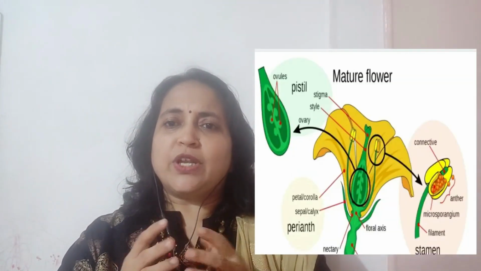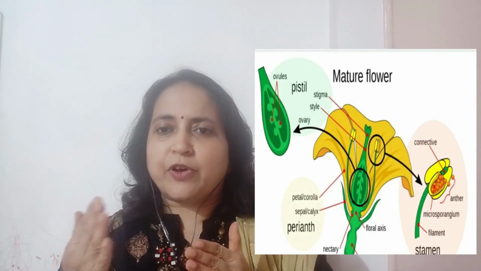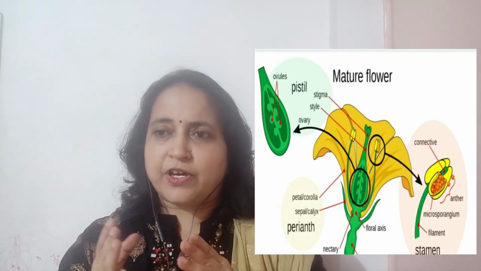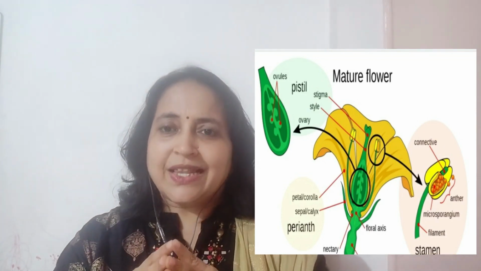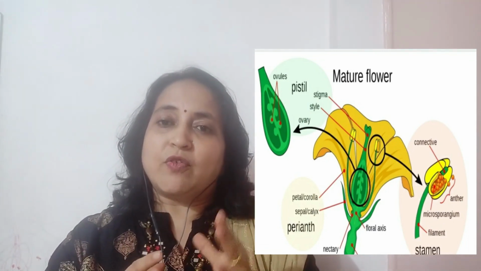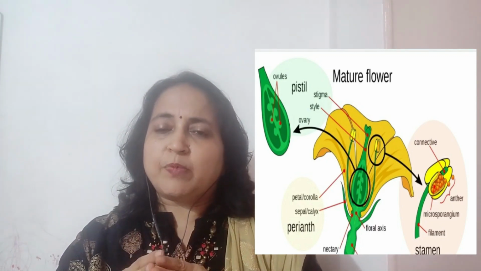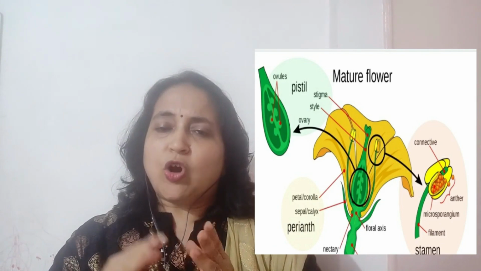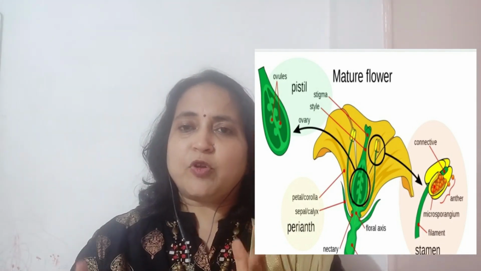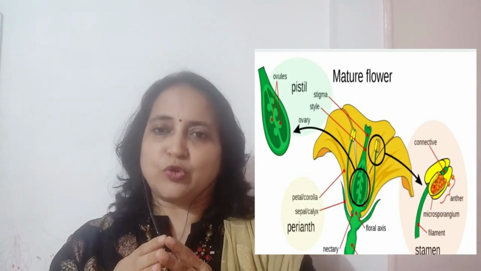Now, what is pollination? It is the transfer of pollen grains onto the stigma of the flower. It may occur via biotic factors like insects and birds, or abiotic factors like water, wind, etc. Pollination may take place in the same flower, or the pollen grain may be transferred to a different flower of the same plant, or a different flower of a different plant also.